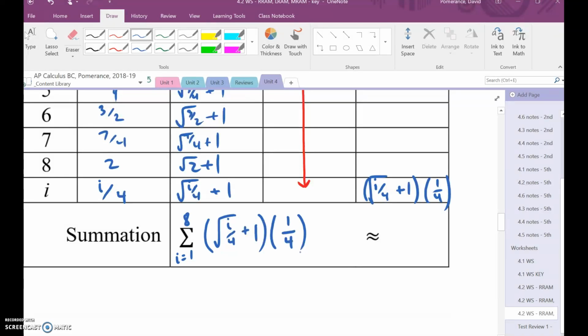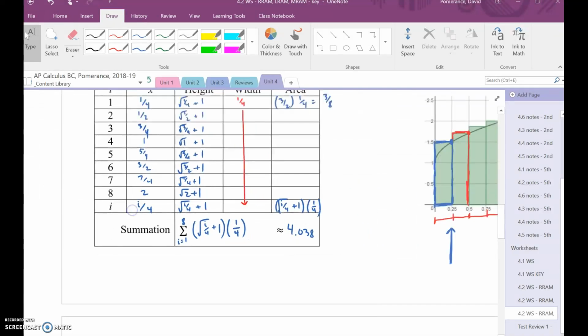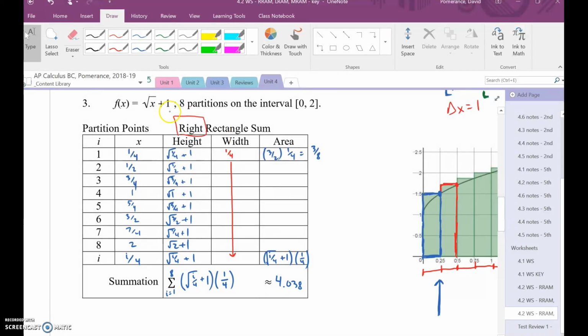And then when we type that into the calculator, we take the sum from i equals 1 to 8 of the square root of i divided by 4 plus 1, and we multiply that by 1/4. We find that we get an answer of about 4.038.